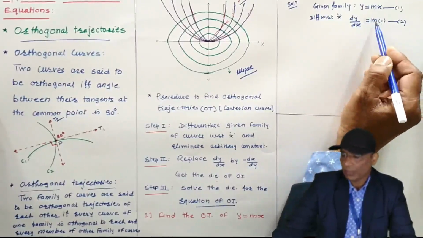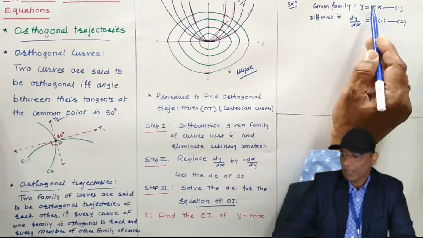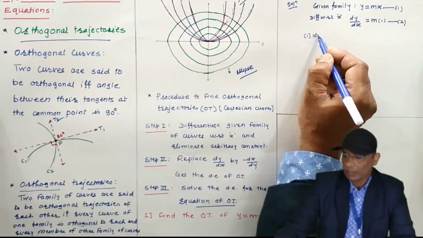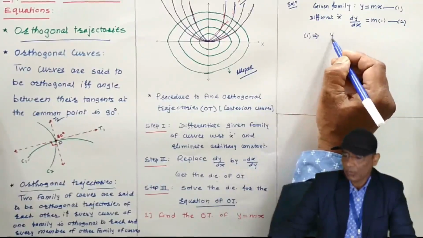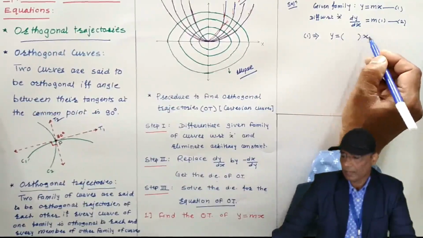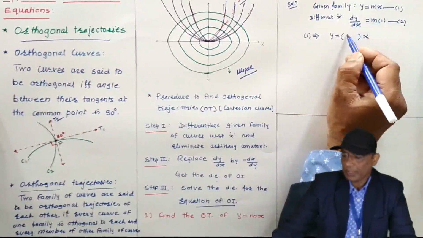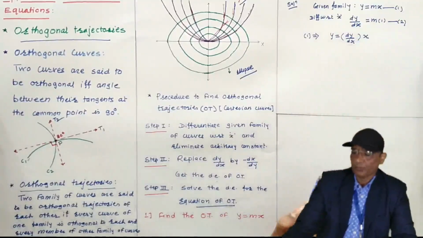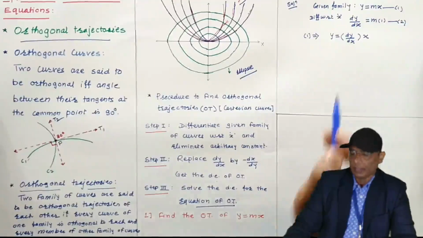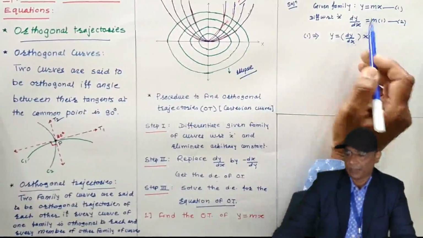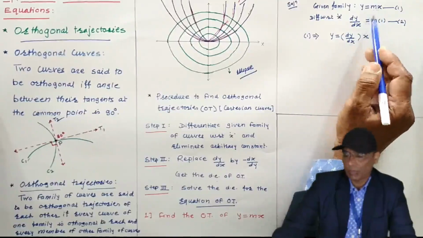So what I am doing, the value of m is dy by dx, I am putting here. The equation 1 implies y is equal to m x. What is m? m is dy by dx. The value of m is dy by dx in short. So this differential equation we have obtained. Okay, this is the differential equation of this family of curves. Remember, differential equation of given family of curves.